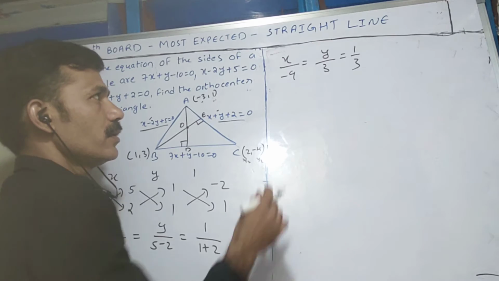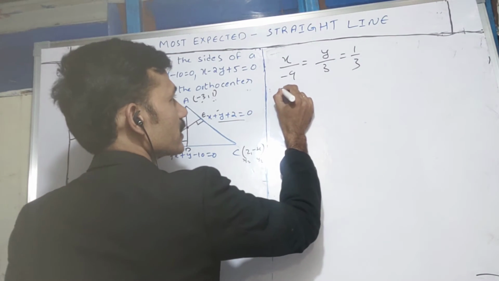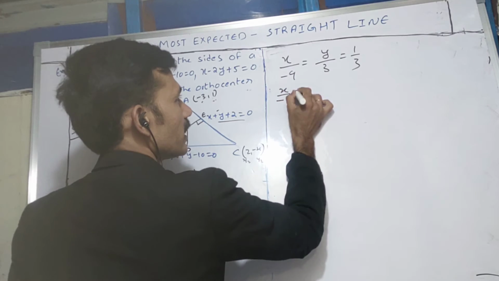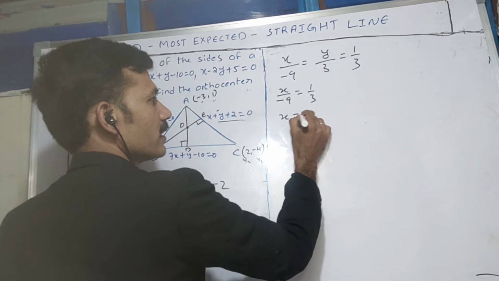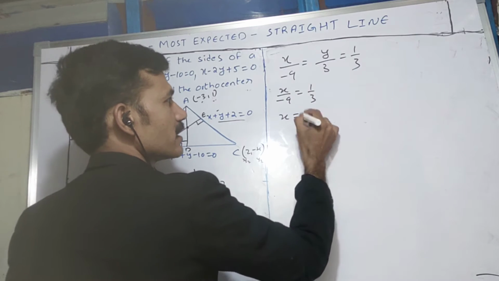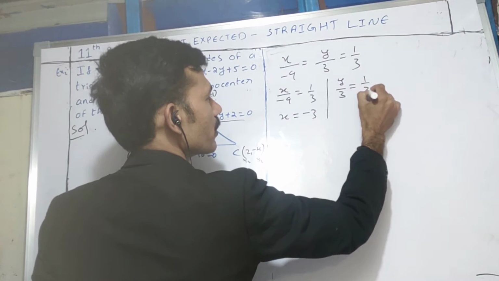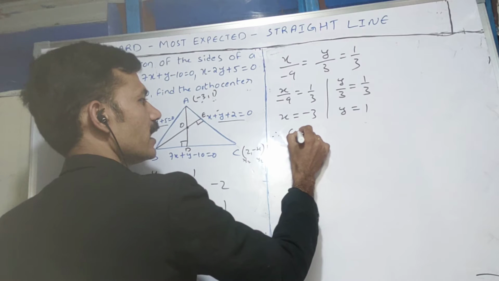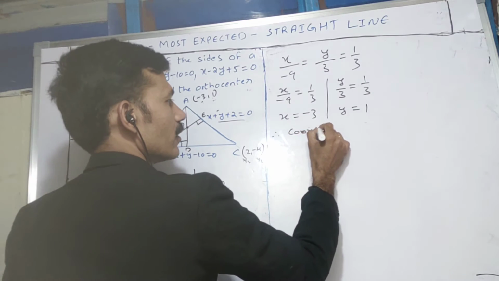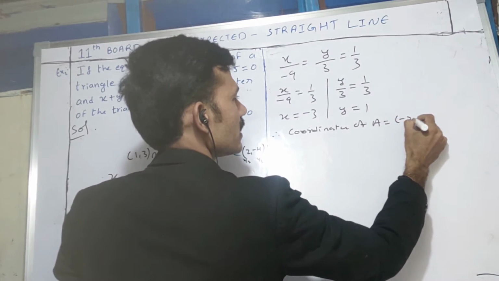Okay, what can we do? Equate the first and last ratios. What are we going to get? x upon minus 9 equal to 1 upon 3. So we get x as minus 3. Similarly, if we equate the last two ratios, we'll get y equal to 1. Therefore, the coordinates of A are minus 3, 1.